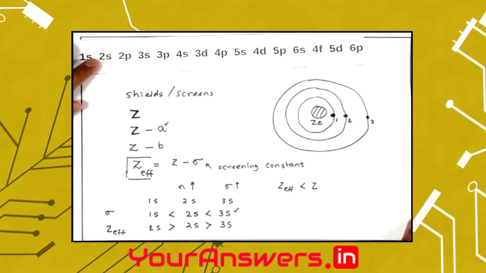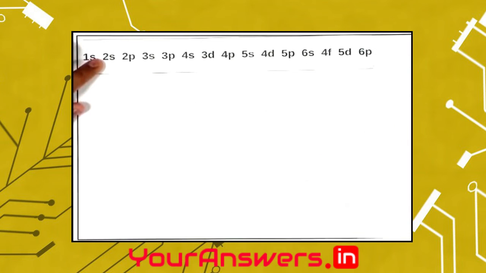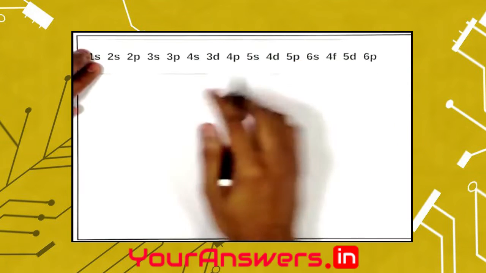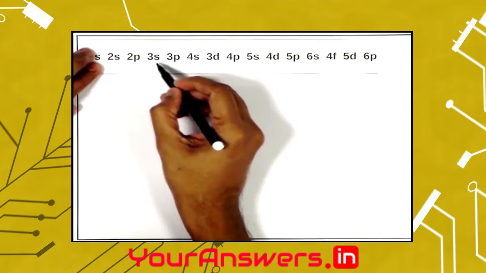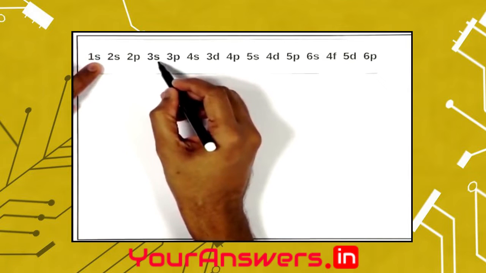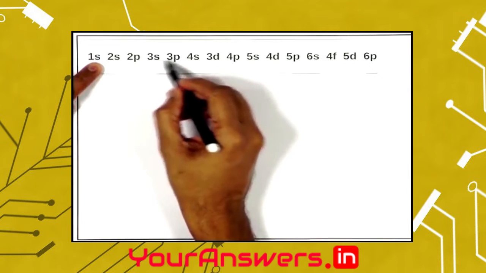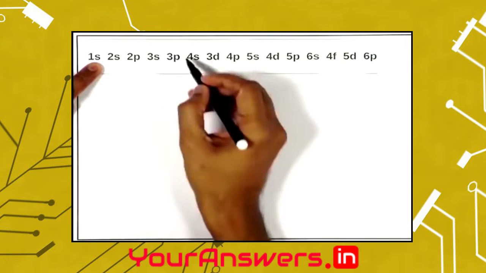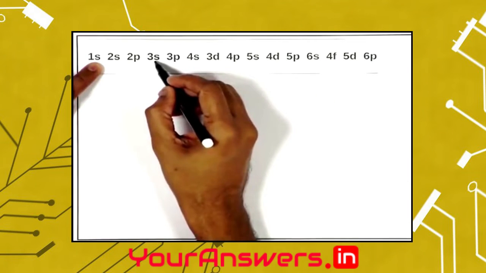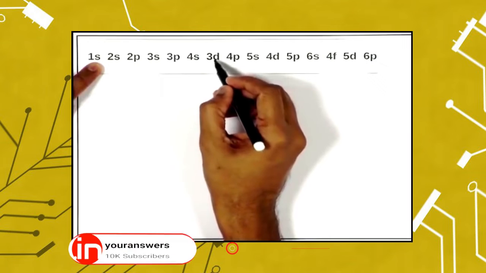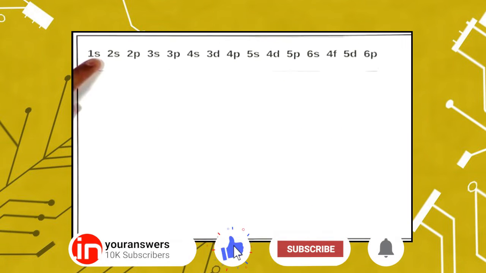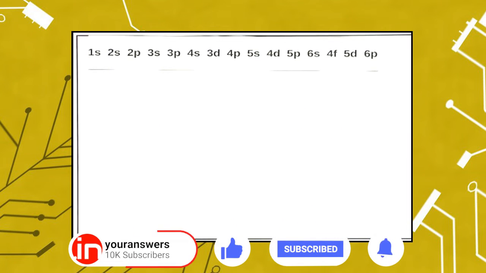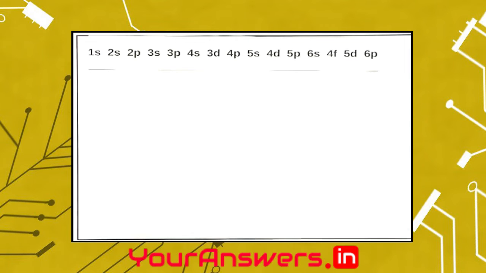Now next we will discuss the fact that for a given principal quantum number n, the orbital energy increases as you go higher and higher in orbital quantum number. So 3p has greater energy than the 3s orbital, and the 3d orbital has energy greater than the 3p orbital. We will try to understand this next.